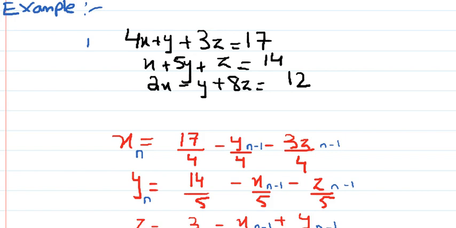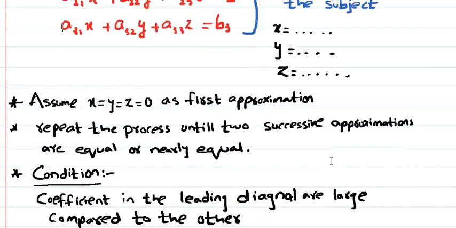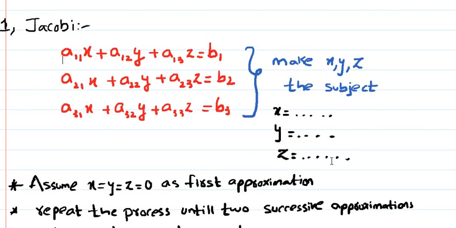First, we will solve for x, y and z. What do this n and n minus 1 show? If we are going to our first iteration, then x1 will become a function of y naught and z naught, and so on.